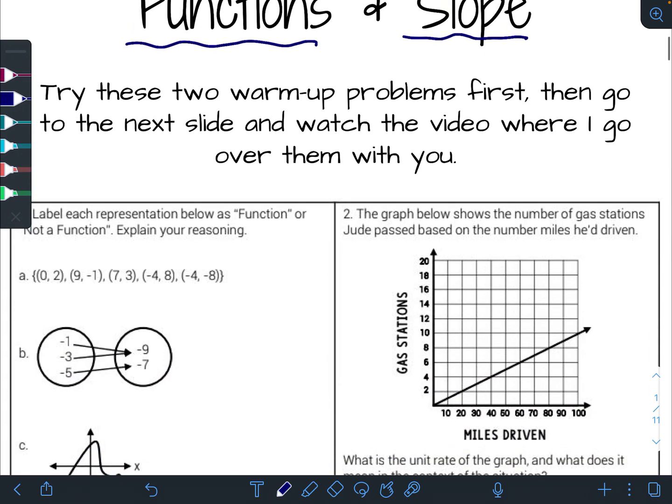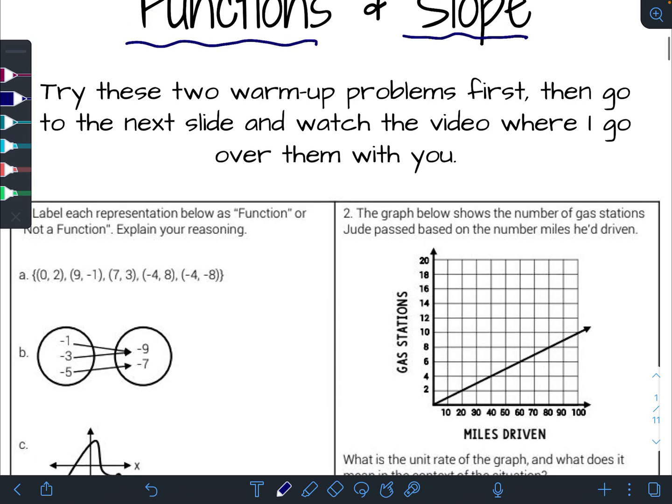So whenever we are looking at function, not a function, we are always identifying or looking at our x values, and we want to make sure that our x values are associated with only one y value. But if you notice here, the x value of -4 is associated with 8 and -8, so this one would be not a function because x is associated with more than one y.